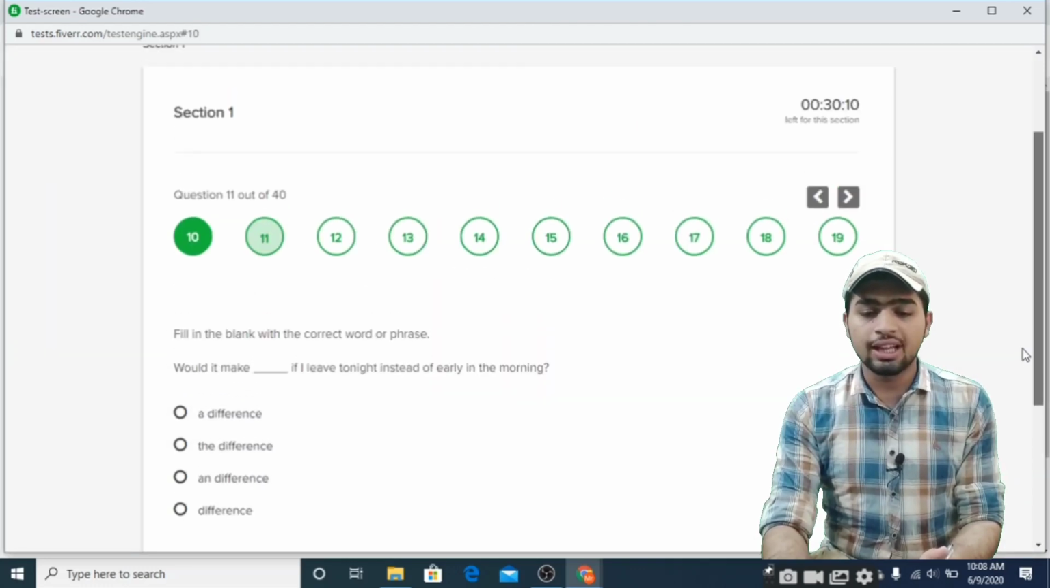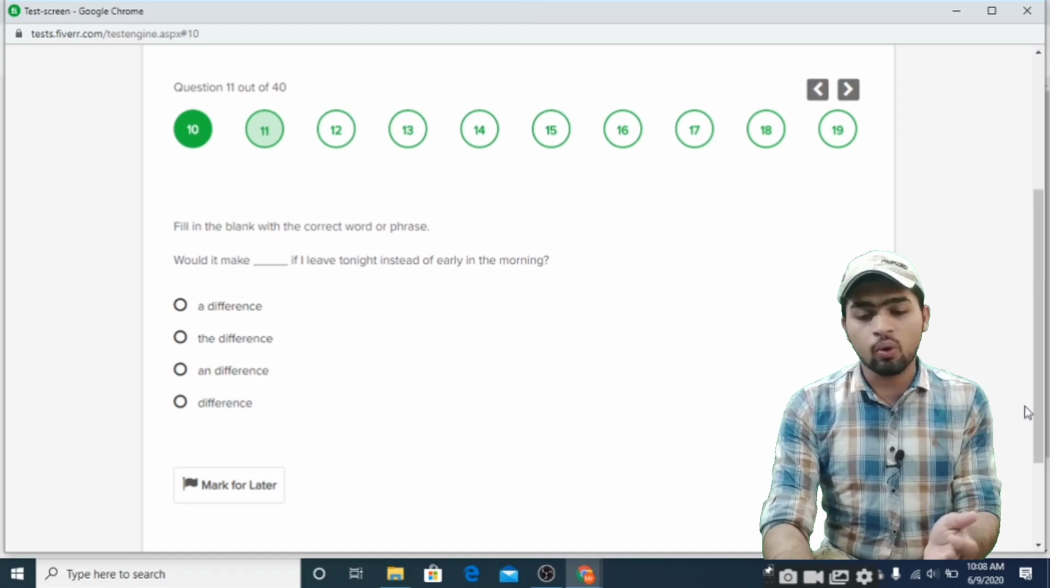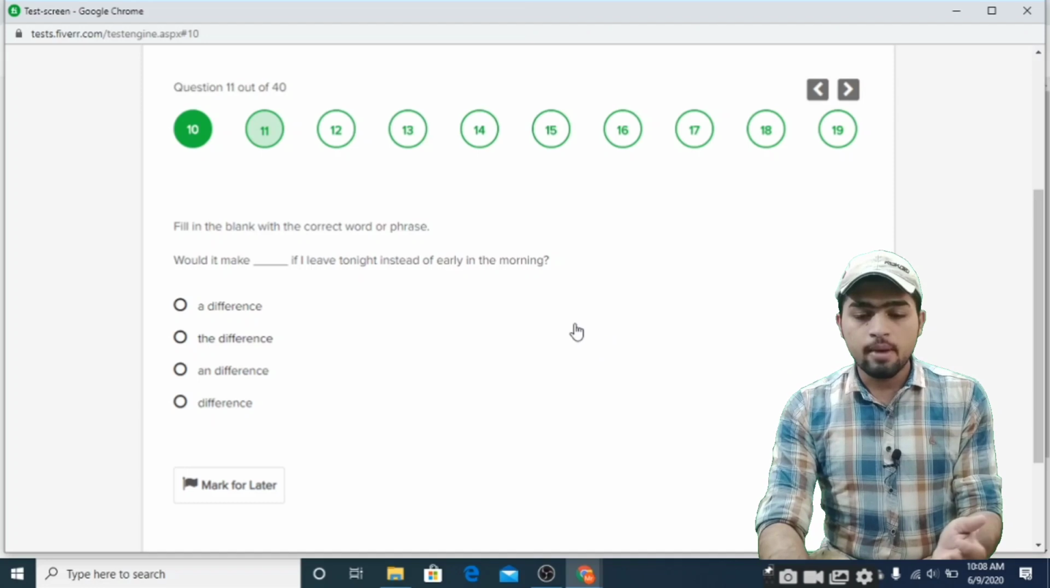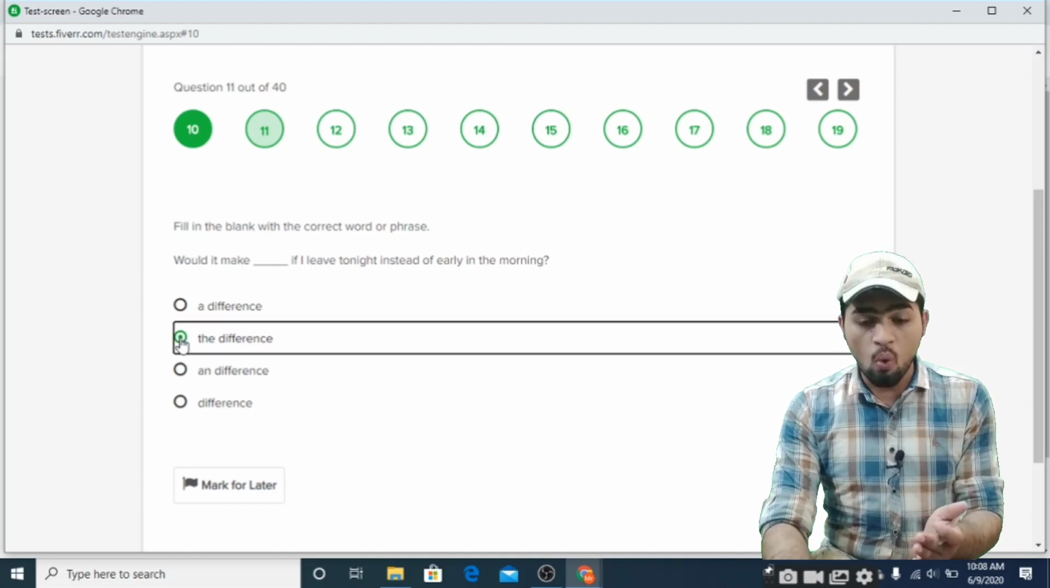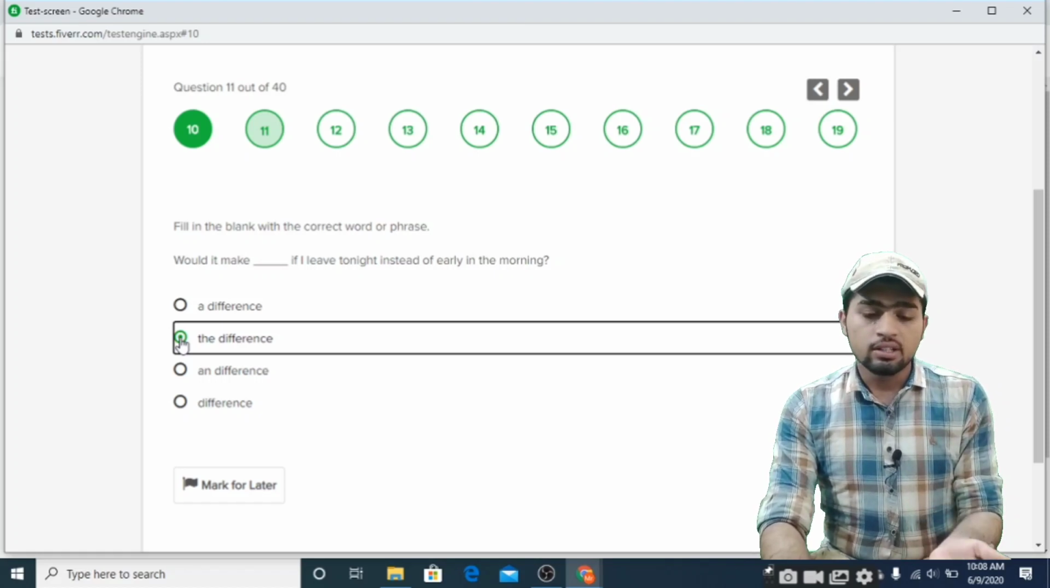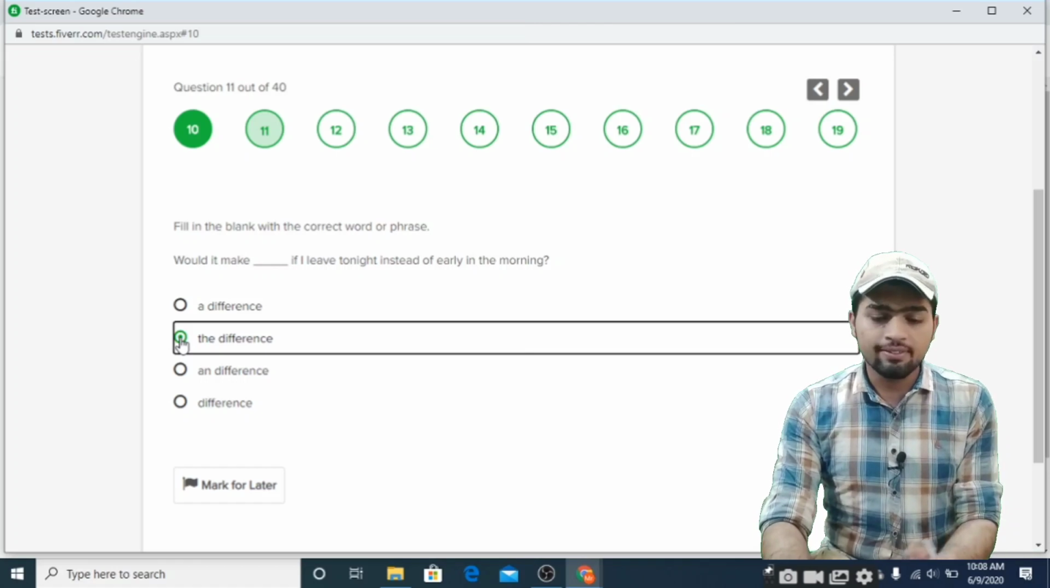Next question 11. Fill in the blank with a correct word or phrase. Would it make dash if I leave tonight instead of early in the morning? Would it make the difference? I think this seems to be the correct answer. Would it make a difference?